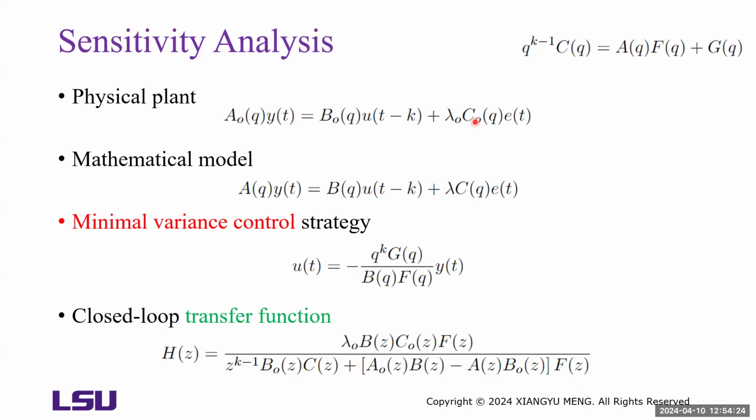In real-world scenarios, the mathematical model we use for controller design is always not the same as the physical plant. But let's assume that A and A naught, B and B naught, and C and C naught have the same order. So they are polynomials of the same order. But the coefficients of A, B, and C differ slightly from those of A naught, B naught, and C naught.